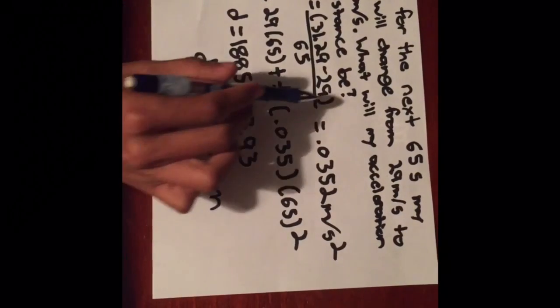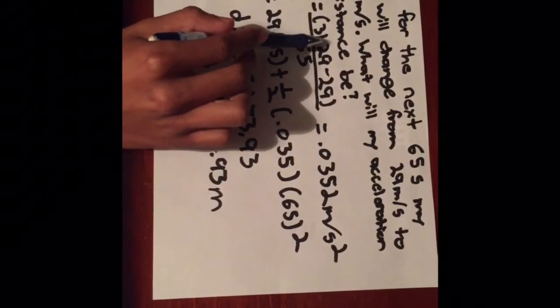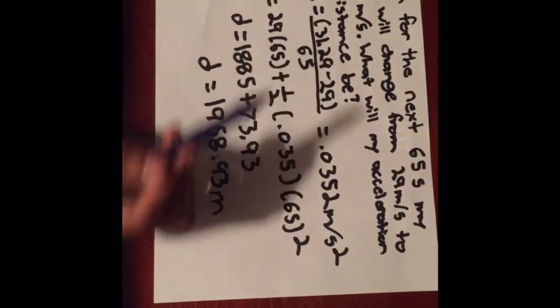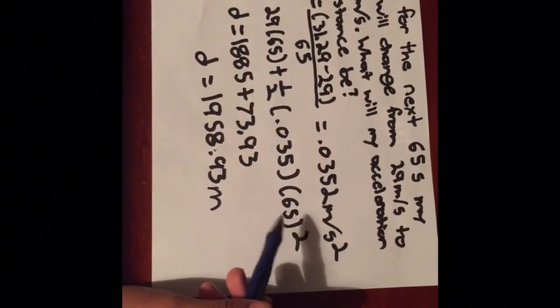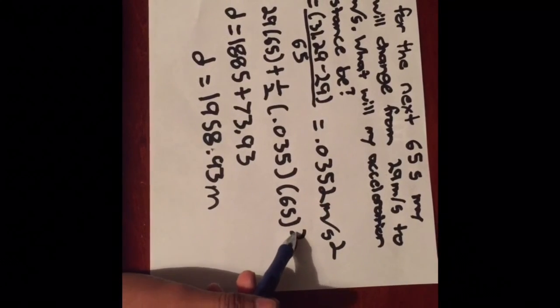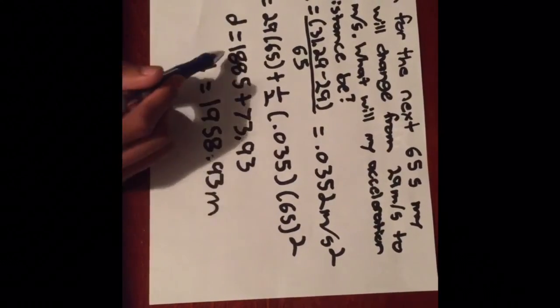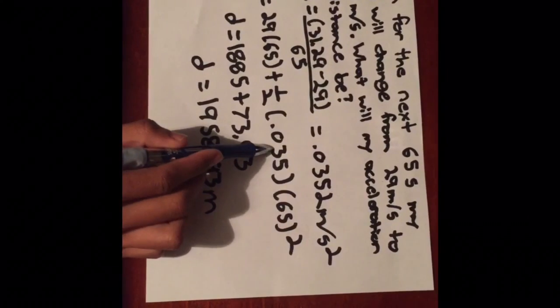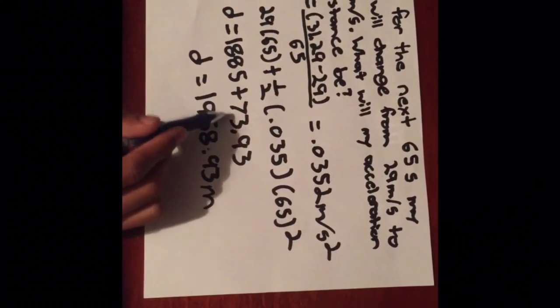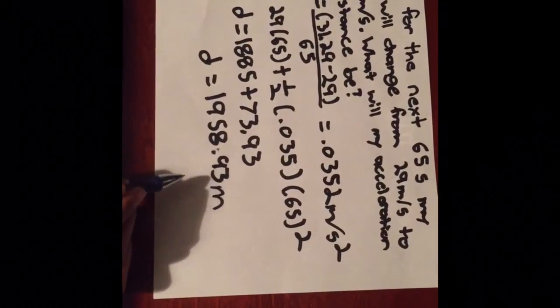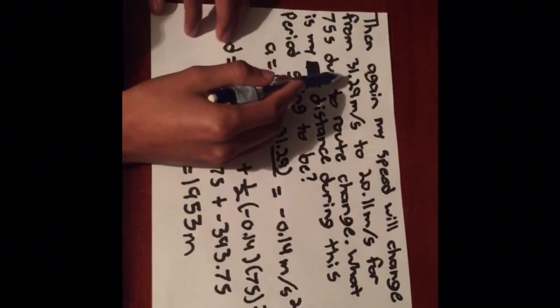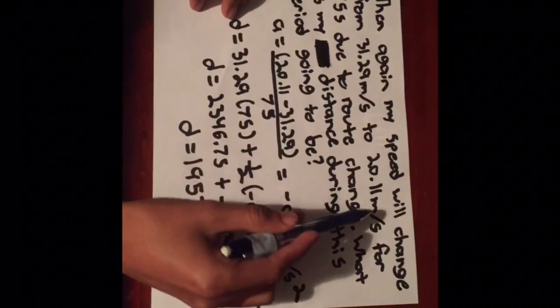You solve for distance again. The initial velocity is 29, not this one because this one's the final velocity. You multiply it by time plus 1/2 times the acceleration times time to the power of 2. 29 times 65 is 1,885, and 1/2 times acceleration times time to the power of 2 is 73.93. When you add these together, you get 1,958.93 meters.